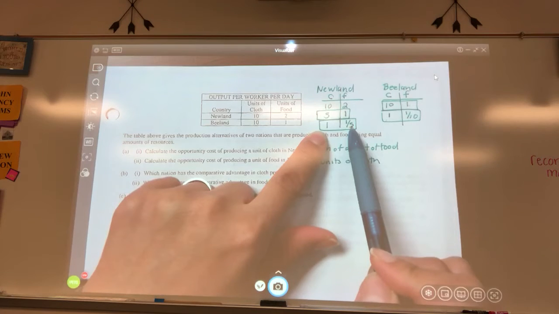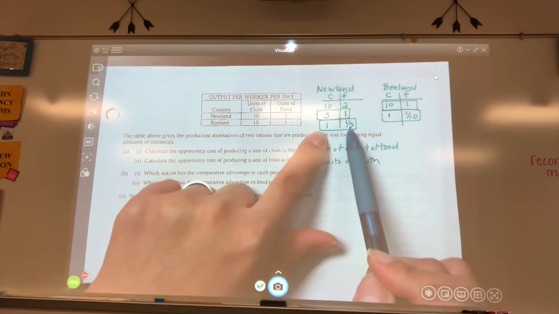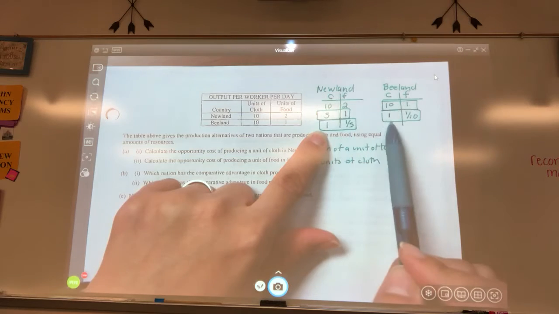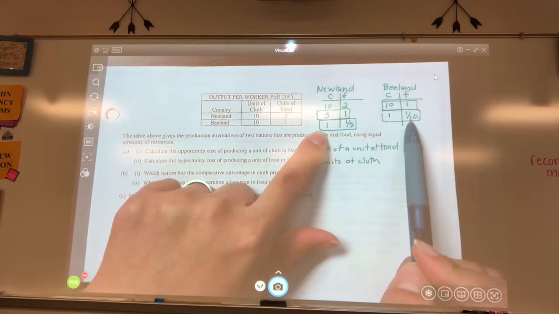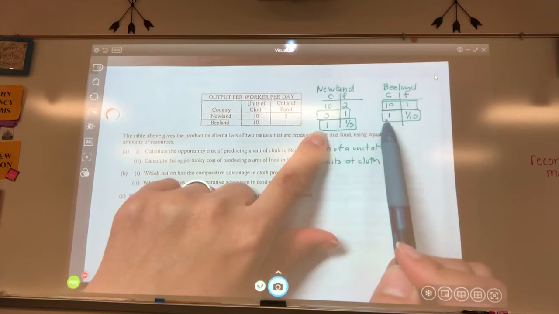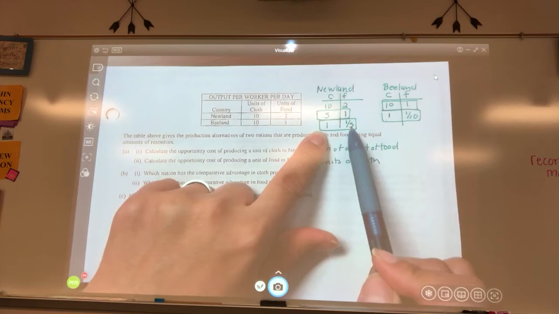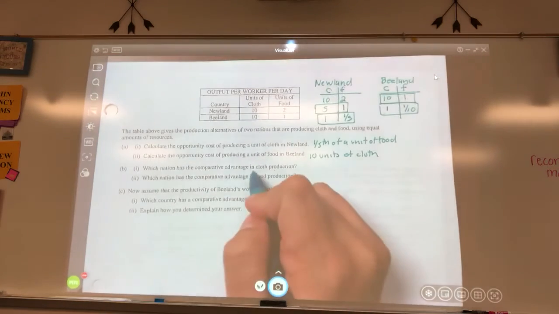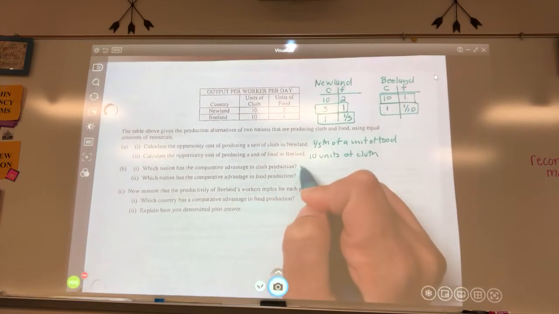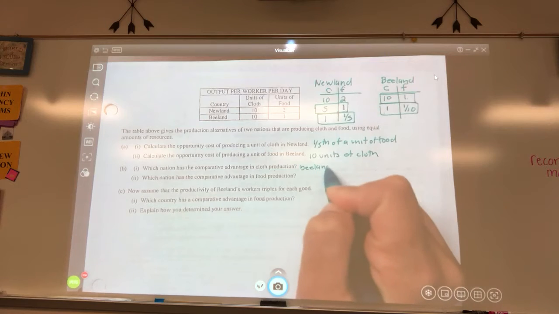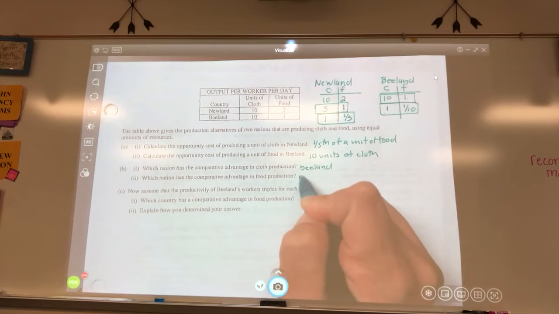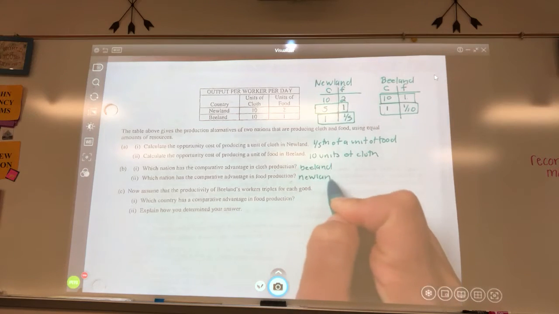Okay. Newland gives up 1/5 of food, right? While Beeland gives up 1/10. So who loses the least? So Beeland should do the cloth because Newland loses a lot more, right? So there we go. So who has the advantage in cloth? Beeland. Who has the advantage in food? Newland.